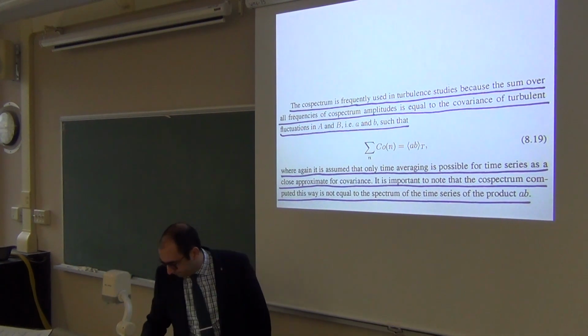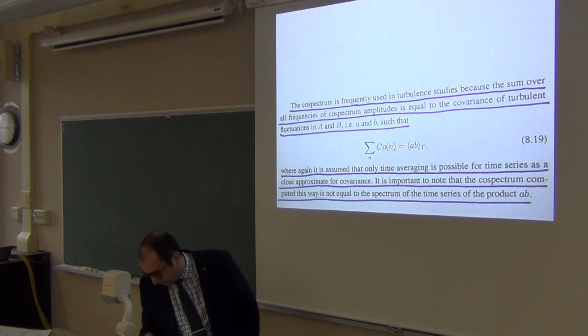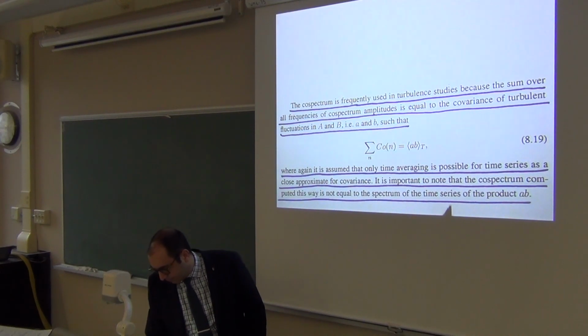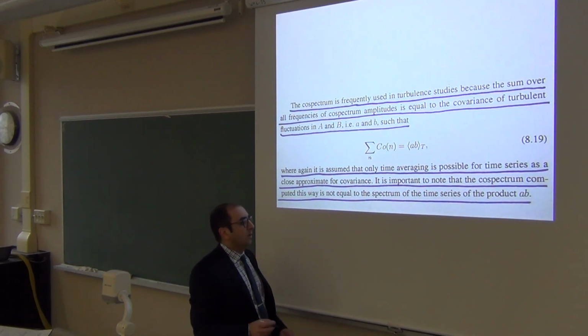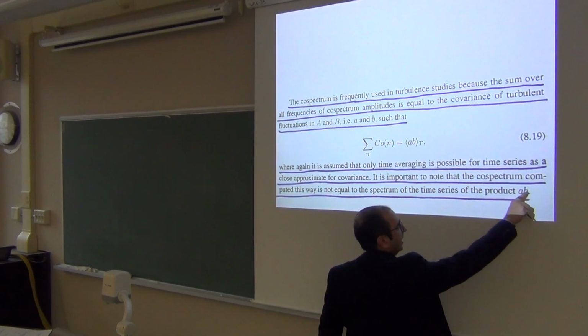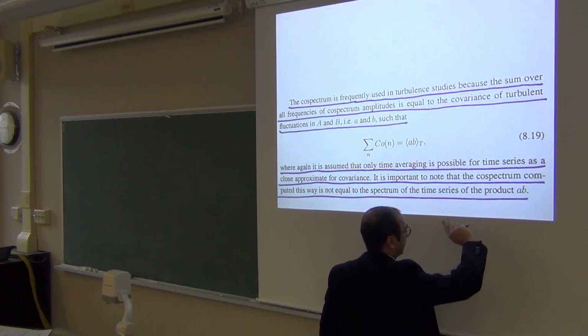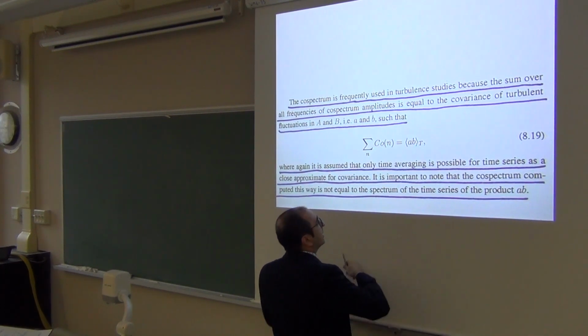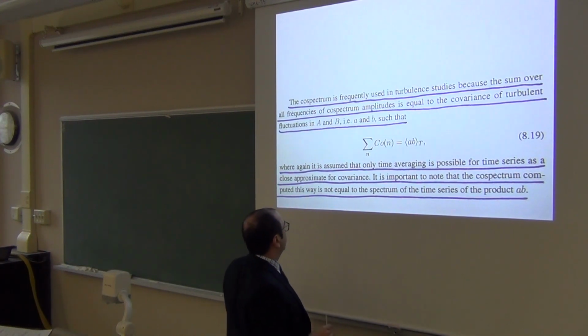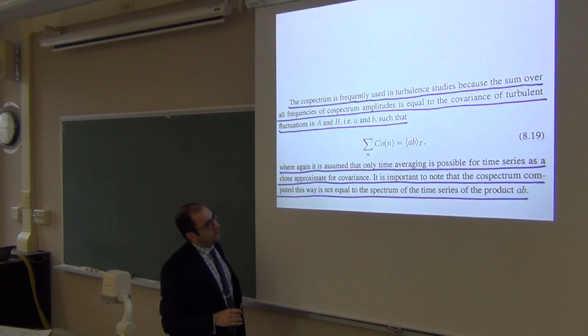Be careful. The co-spectrum computed this way is not equal to the spectrum of the time series of the product. The time series of the product is a different beast. I'm just saying the co-spectrum relates to the covariance of the two fluctuations.